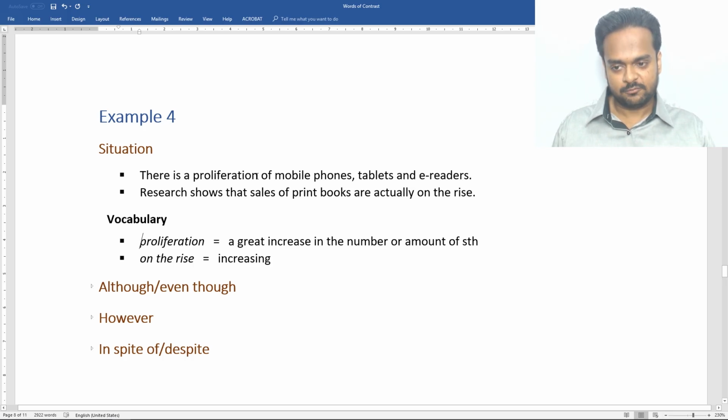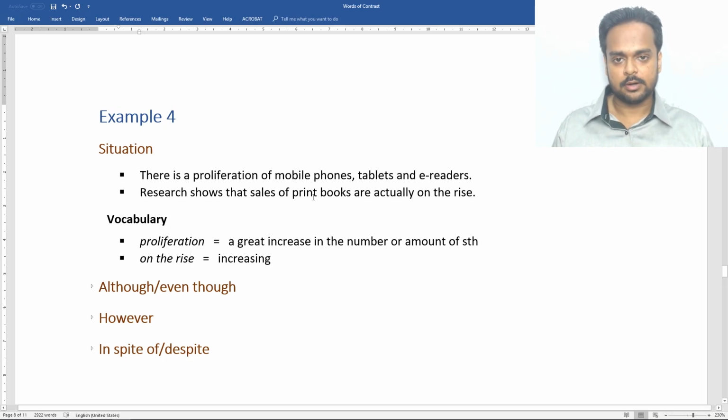So there is a proliferation of mobile phones means that there's been a great increase in the use of these devices. The phrase on the rise also means increasing, but this is an adjective. So research shows that sales of print books are actually on the rise.